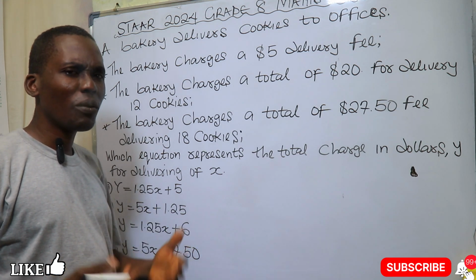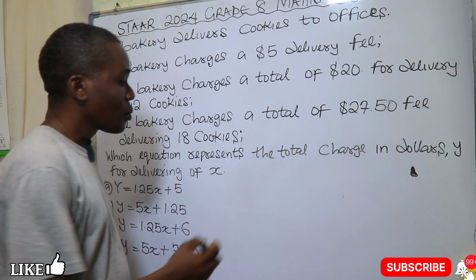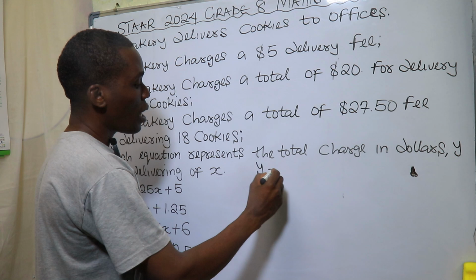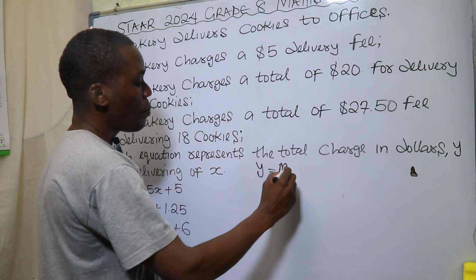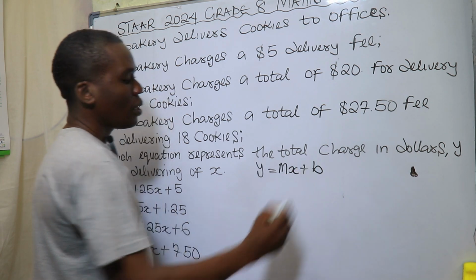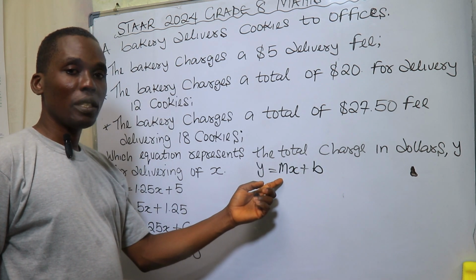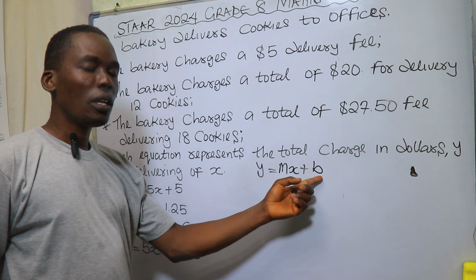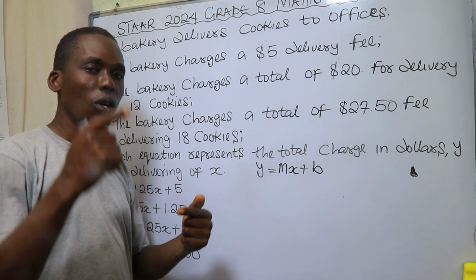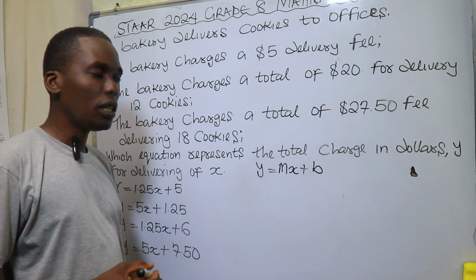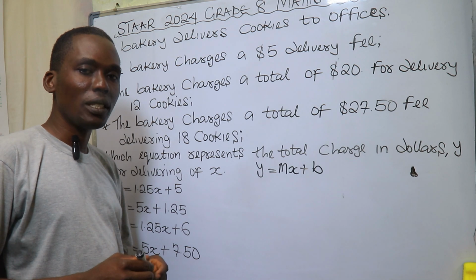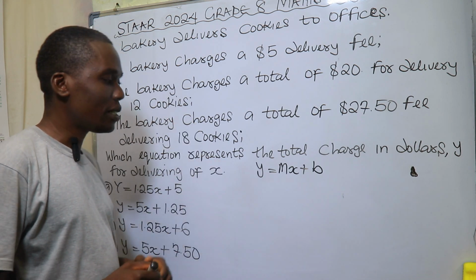Now what is the formula for a linear equation? We know that the formula for a linear equation is y equals mx plus b, where m is the slope and b is a constant, which is the y-intercept, the intersection between the line on the Cartesian plane and the y-axis.